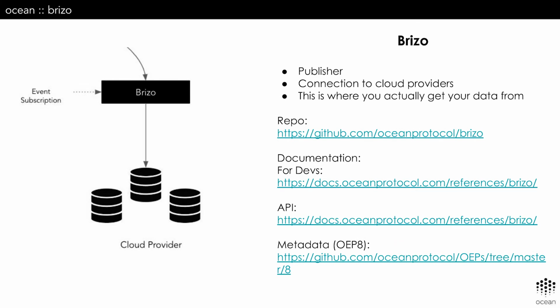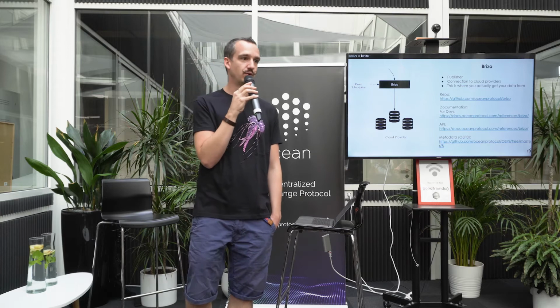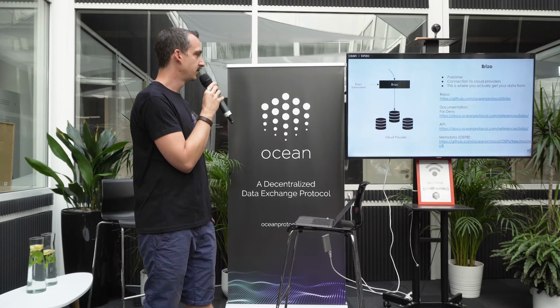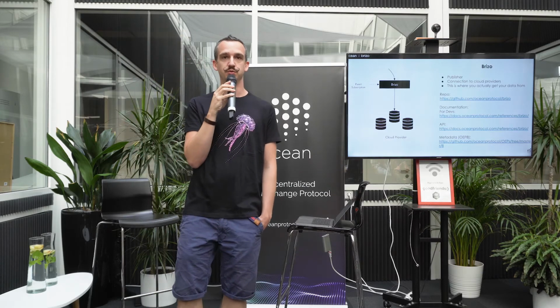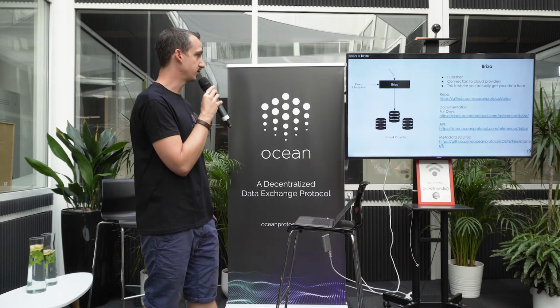Another component is Brizo. It is the publisher. That is the component you actually get your data from. If you buy a data set on Ocean, then this component will stream this data set to you. It is usually connected to cloud providers like Amazon Web Services or Azure, but could also be easily extended to use on-premise storages or other storages.